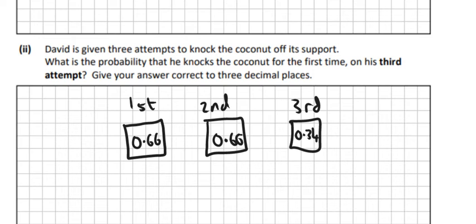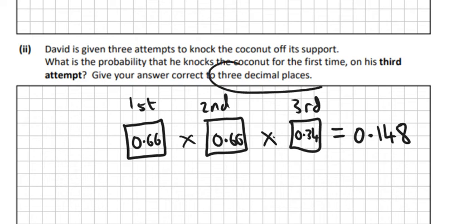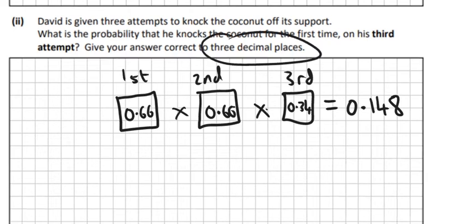What you're going to do with those is multiply them all together, and that's going to give you your answer. And you should get 0.148, rounded off to 3 decimal places. So that's it for part A.